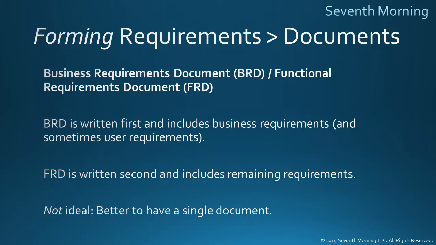BRDs tend to do one of two things. They either contain all the business requirements, similar to the Vision and Scope document that we just talked about, leaving the user, functional and non-functional requirements to the FRD, or they contain the business requirements and some of the user requirements, leaving the remainder of the user requirements to the FRD, along with the other functional and non-functional requirements. As you can imagine, I'm not crazy about this setup.